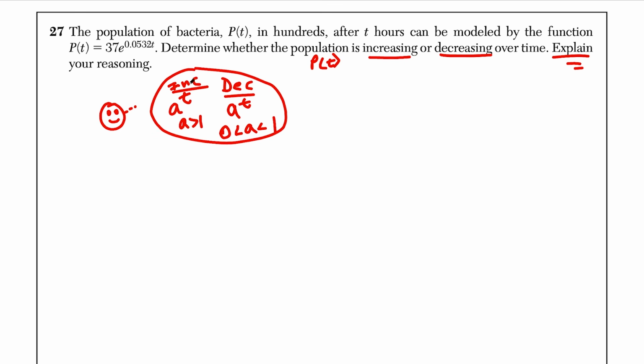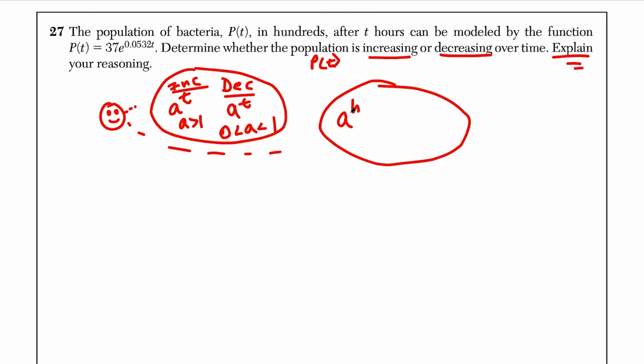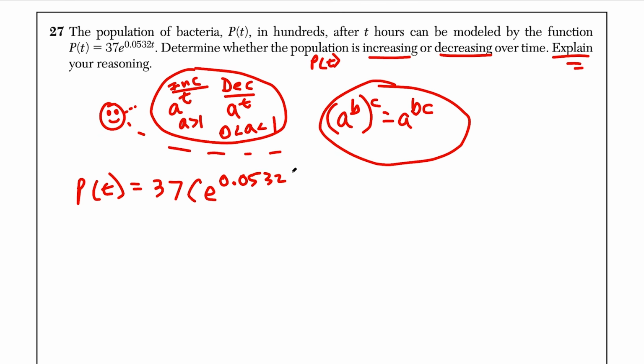So the next thing I'm thinking about is the law of exponents. When we have a to the b, to the c power, this is equal to a to the b times c. I'm going to use this rule backwards and rewrite p of t. P of t I'm going to say is 37 times, instead of writing e to a single power, e to the power 0.0532, and this I'm raising to the t power, because if I want to bring it back to the original, I just multiply these two exponents. So now the million dollar question is, what is the value of this base?